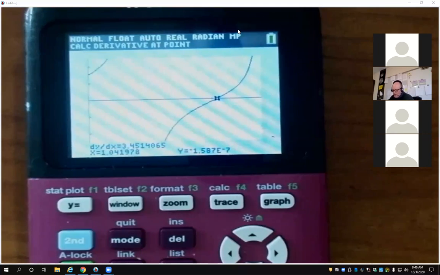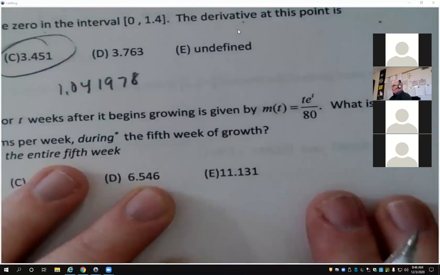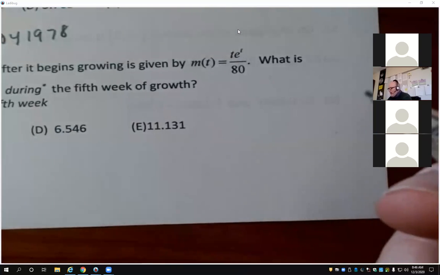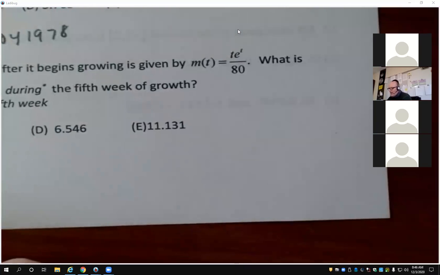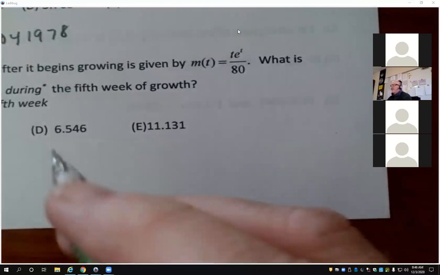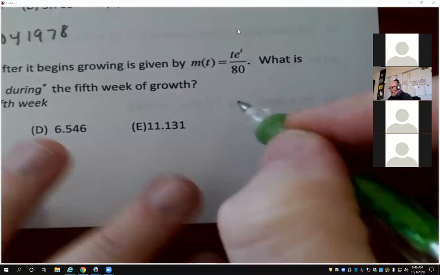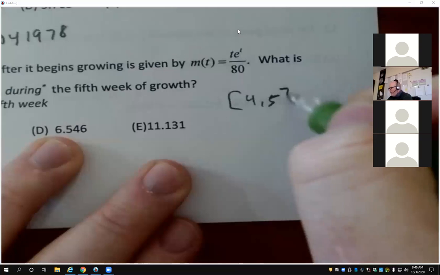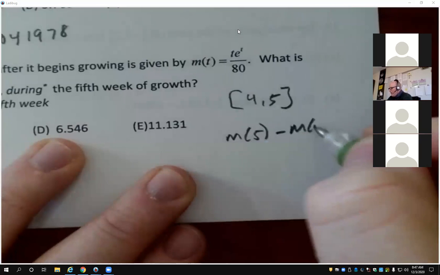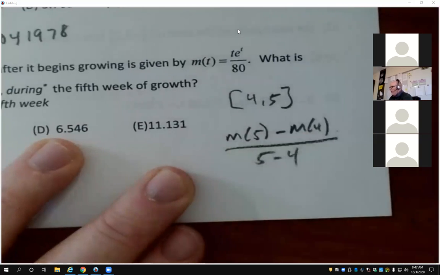All right, number 6 gives you a mass function, and it says, what is the average rate of change in grams per week during the 5th week of growth? I'm actually going to switch back over to this really quick. So average rate of change is slope of the secant line. And it's saying that it is during the 5th week. So during the 5th week is from week 4 to week 5. So our interval is 4 to 5. And so the average rate of change is m of 5 minus m of 4 over 5 minus 4.